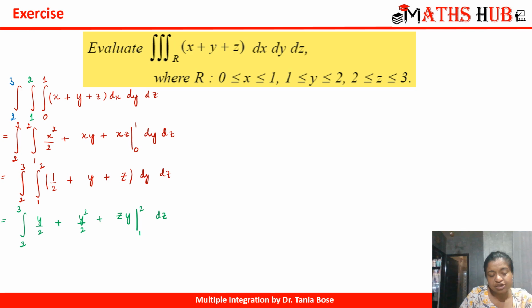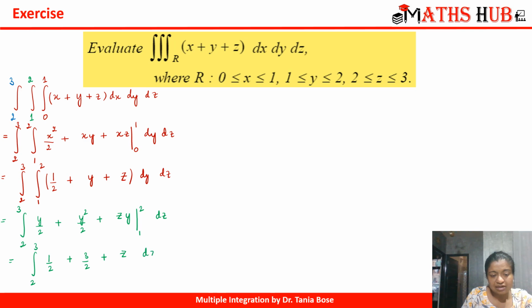And now the integration is with respect to z. So let us place the limits now. When we place the limits of y as 2 and 1, 2 minus 1 is 1, so we will get 1 by 2. Y square becomes 2 square, that is 4 minus 1, which becomes 3 by 2. And for the last one, we place the limits of y as 2 and 1, so it is z.